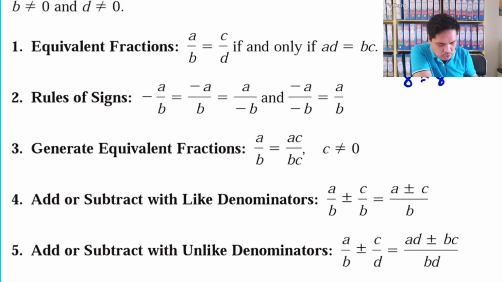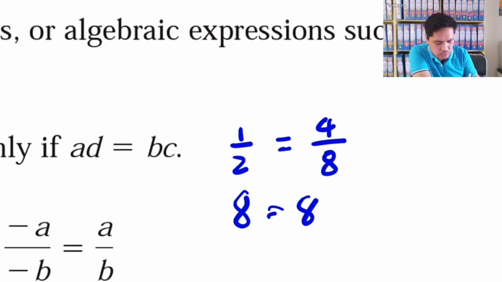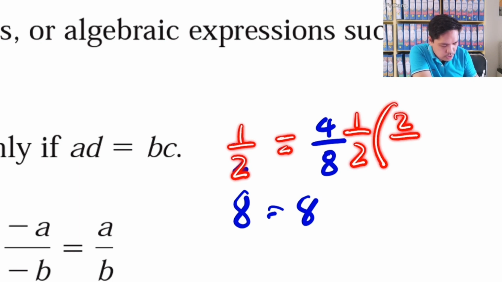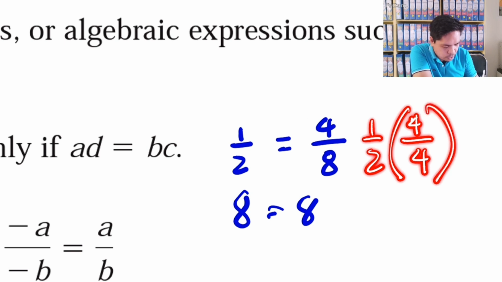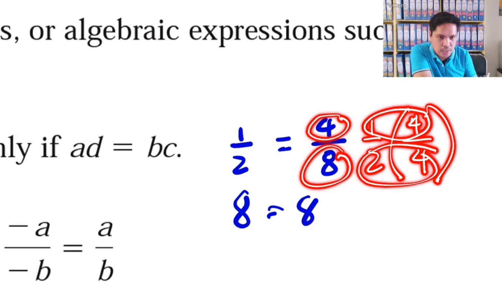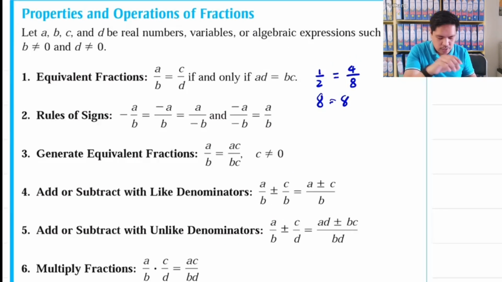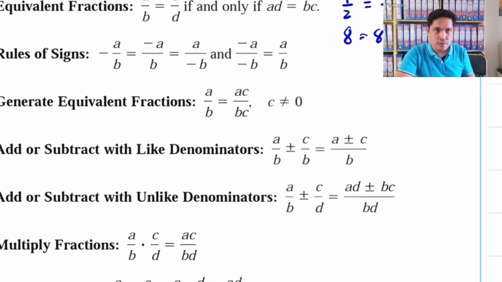If you recall kanina ang example natin, 1/2 is essentially the same as 1/2 multiplied by 2 over 2. Itong 4/8 is actually 1/2 multiplied by 4 over 4. Di ba? That is the same, 1/2 multiplied by 4 over 4 because 4 times 1 is 4, 4 times 2 is 8. Okay? So that is generating equivalent fractions.